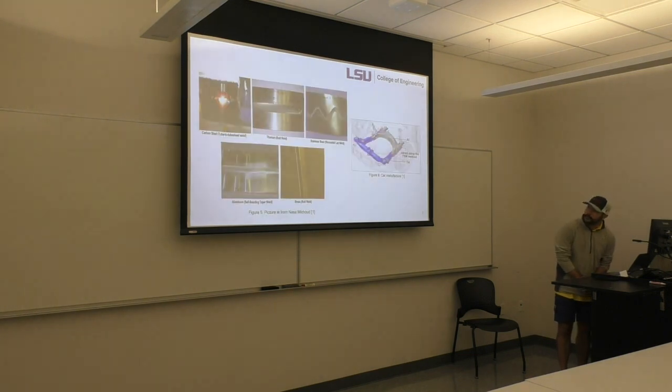To the left are some test pieces from friction stir welding, using different types of metals. And the picture on the right is from a car manufacturer, Honda, where they friction stir weld aluminum and iron together.